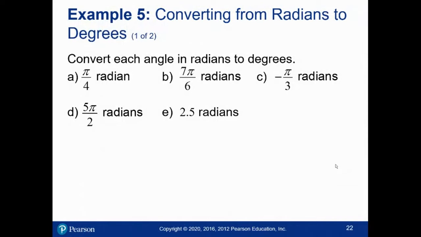Okay, how about the other way? Convert these radian measures into degrees. So part A we actually had already basically done in the previous one. So I have pi over 4 radians.